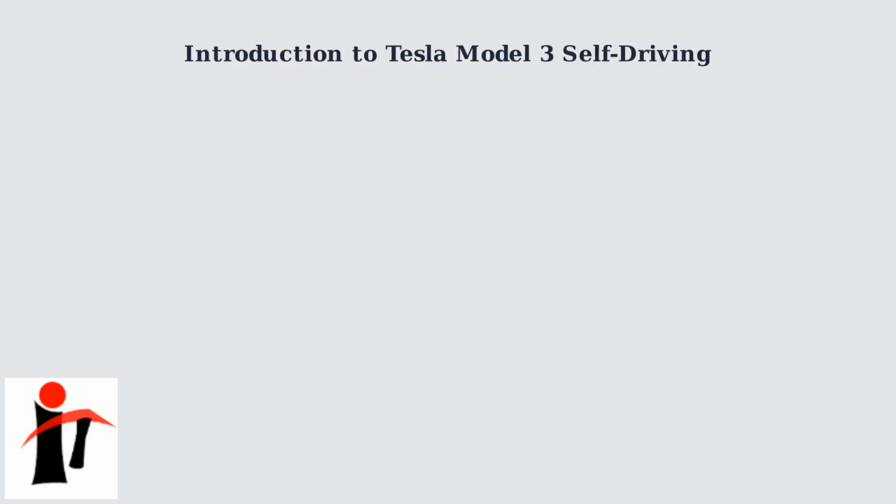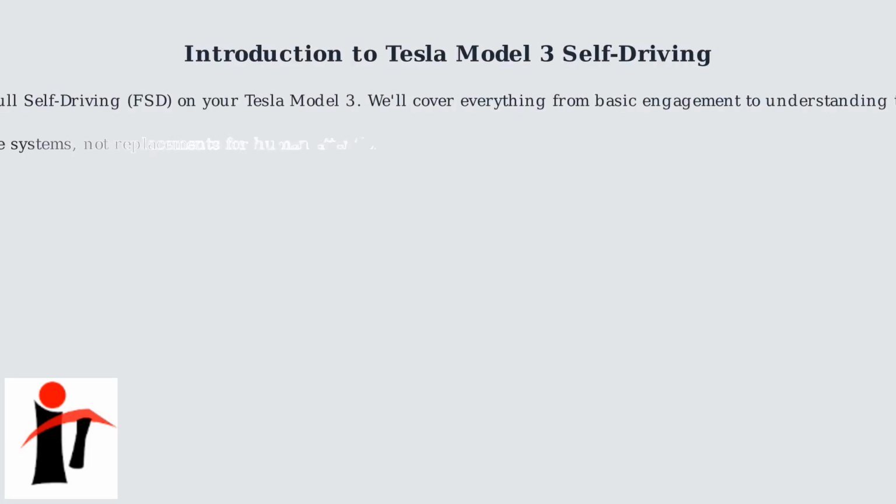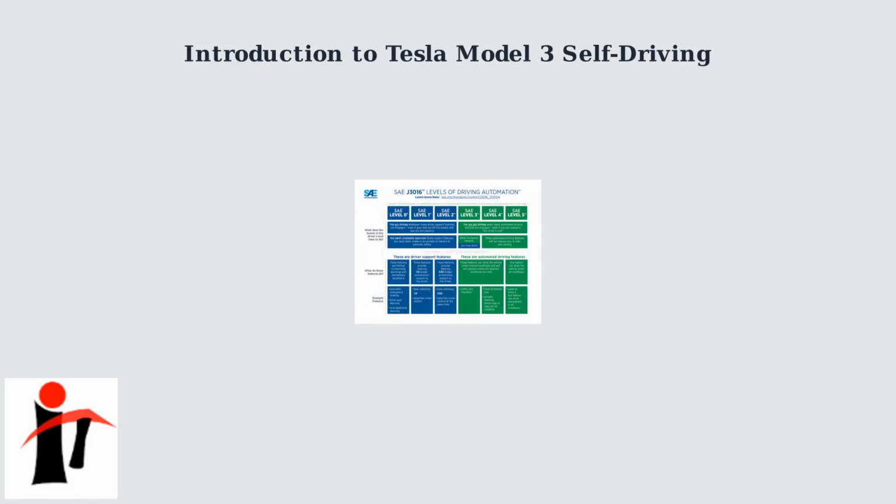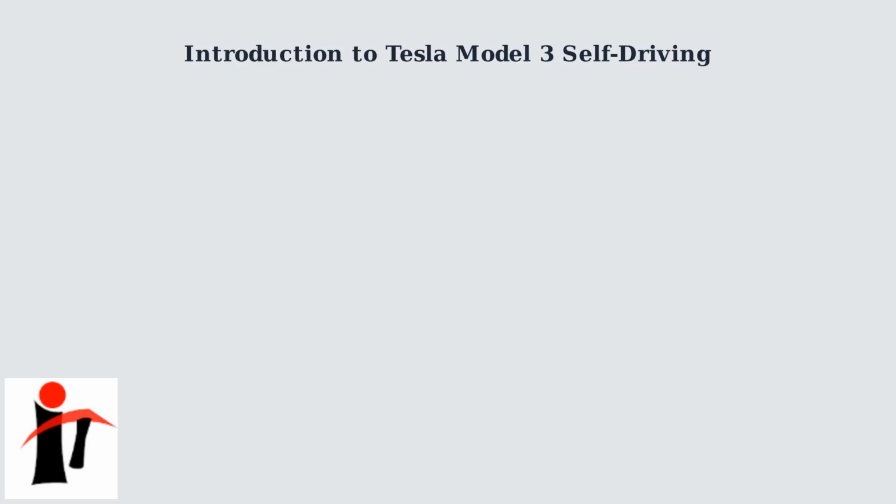This video guides you through using Autopilot and full self-driving on your Tesla Model 3. We'll cover everything from basic engagement to understanding the system's limitations and supervision requirements. Here are the SAE levels of driving automation, showing the different levels from 0 to 5. Tesla's Autopilot and FSD operate at level 2, requiring constant driver supervision.